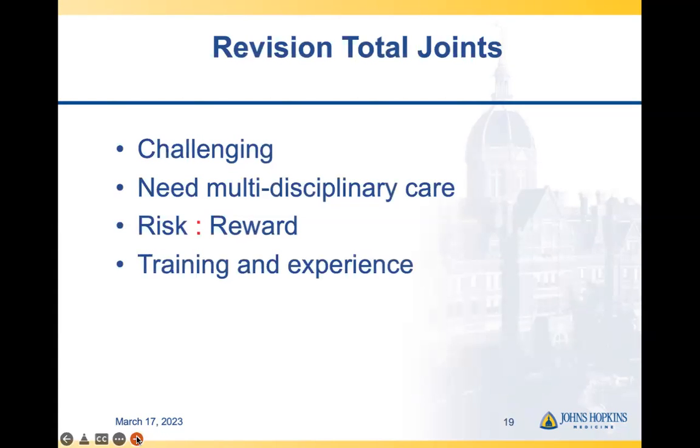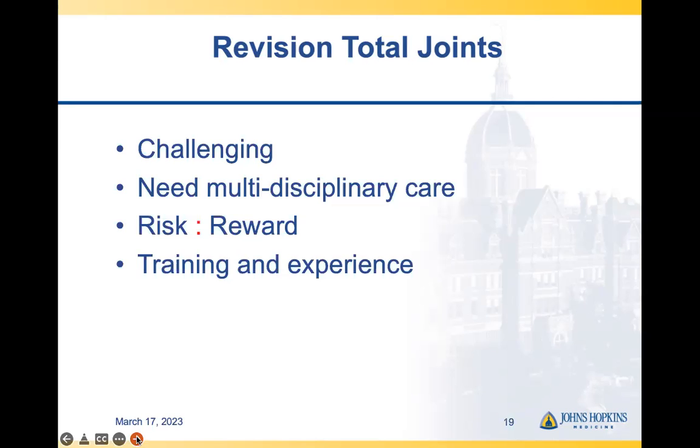So, in summary, revision joint replacements are challenging in nature, but even though they're challenging for the surgeon and for the patient, in many cases they're extremely rewarding so that patients can get their quality of life back. We can restore their function, we can restore their activity, and overall generate a happy outcome.